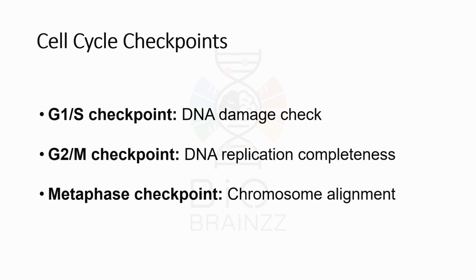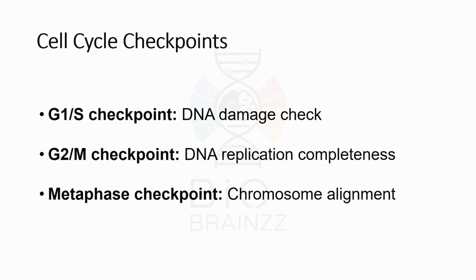Cell cycle checkpoints. Now, a very important concept, checkpoints. These are control points in the cell cycle that ensure everything is going correctly. If any error is detected, the cycle can stop until the problem is fixed. There are three main checkpoints. G1/S checkpoint checks for DNA damage before replication.